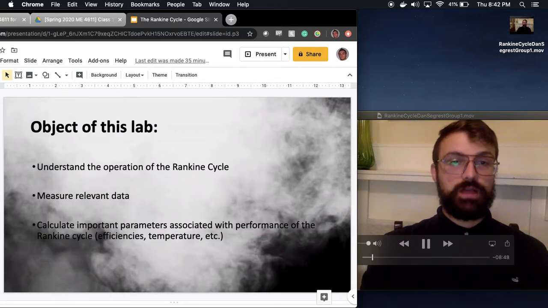So the objective of this lab is to understand the operation of the Rankine cycle and to measure the relevant data as well as calculate important parameters associated with the performance of the Rankine cycle.